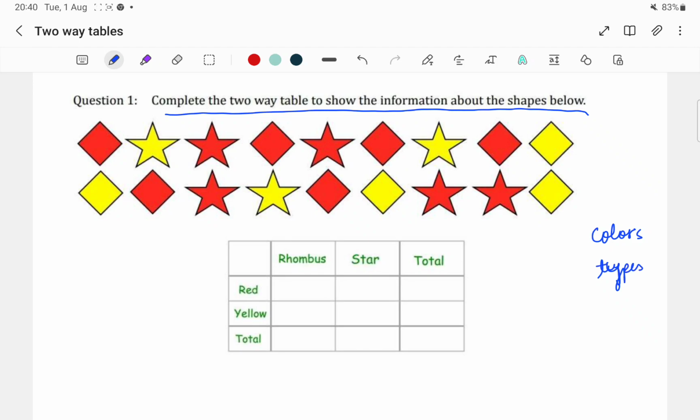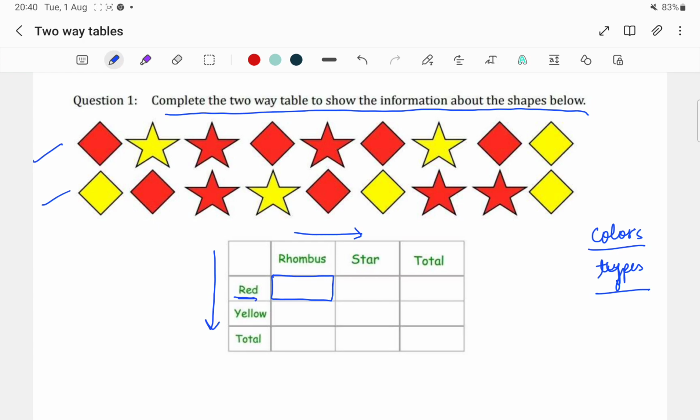The data is only about the shapes, but the two varieties are, one is color wise and another is type wise, like whether it's a square, rectangle or whatsoever. So here I am taking the shapes color wise vertically, and horizontally I am taking the shapes according to their type, like what is the name of the shape. So for example here, red: we have to put a value depending upon the set of data given. It should be a red colored shape and it should be a rhombus.